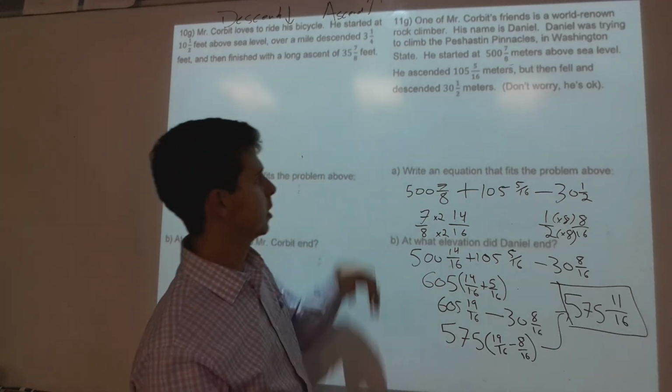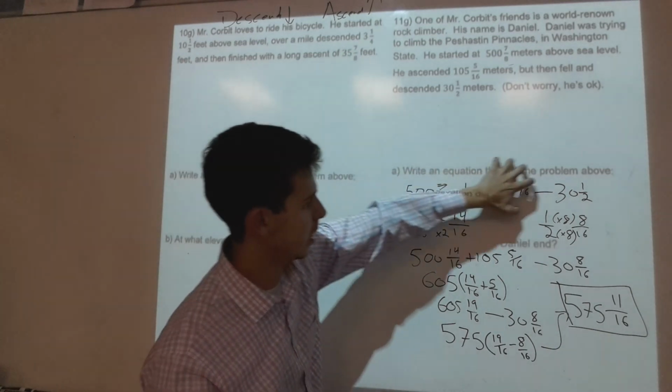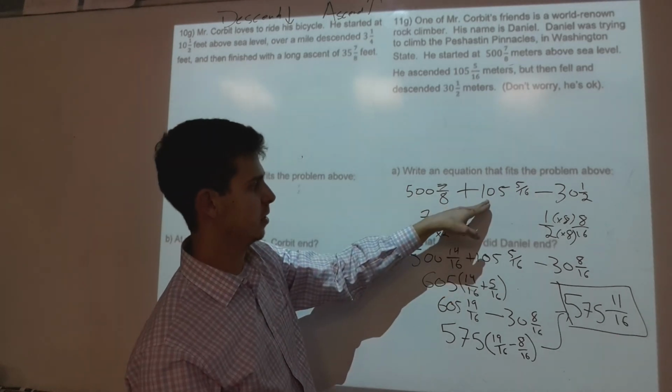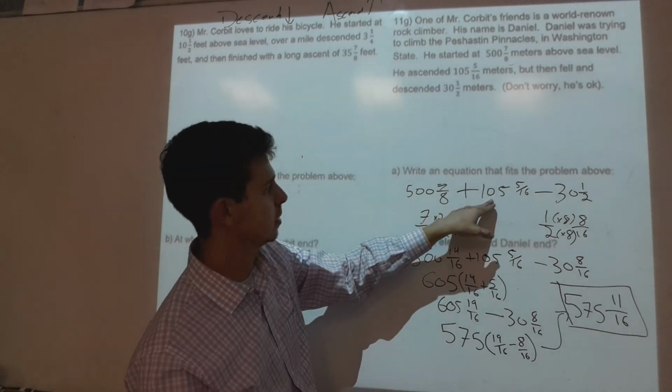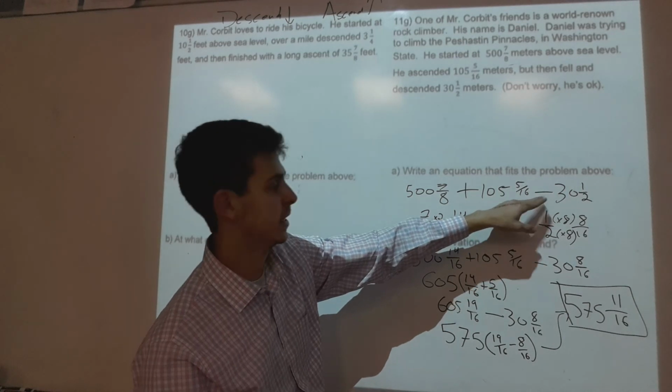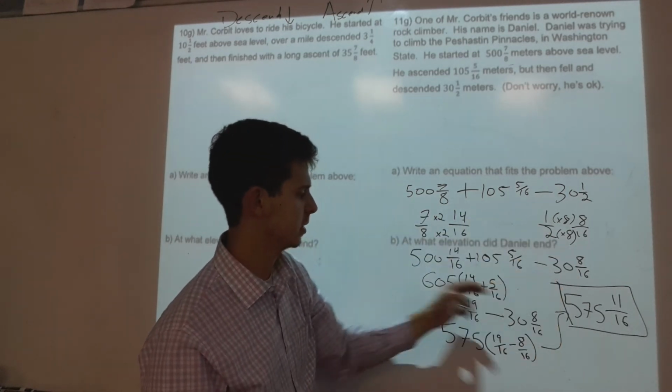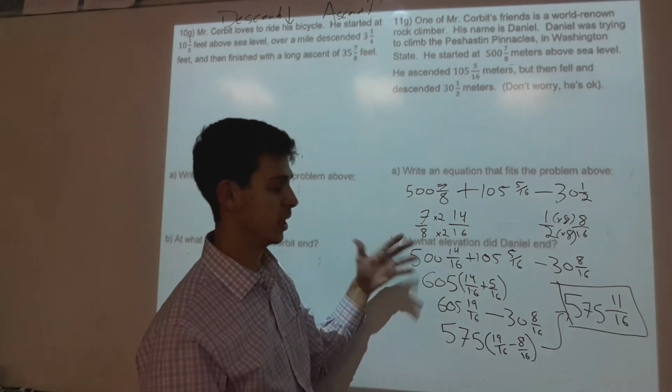So reviewing this here, we wrote out each number. I start here, I ascended 105 and 5/16, and then I descended 30 and 1/2 feet, which is the same thing as 30 and 8/16. And then I went and did the addition and subtraction with the fractions.